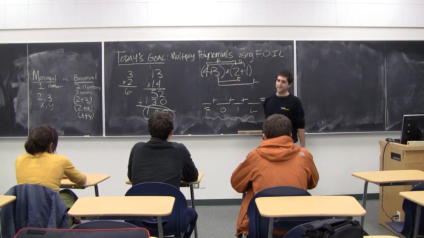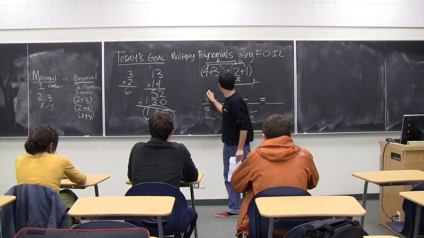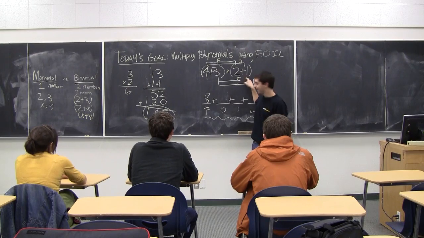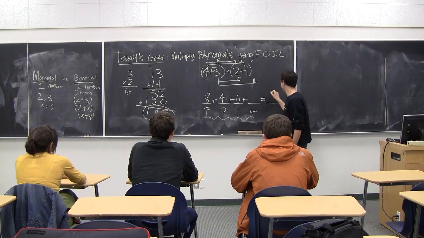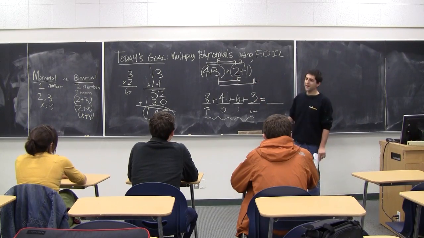So what's 4 times 2? 8. 4 times 1? 4. 3 times 2? 6. And 3 times 1? 3. So if you add these all up, what would you get? 21.